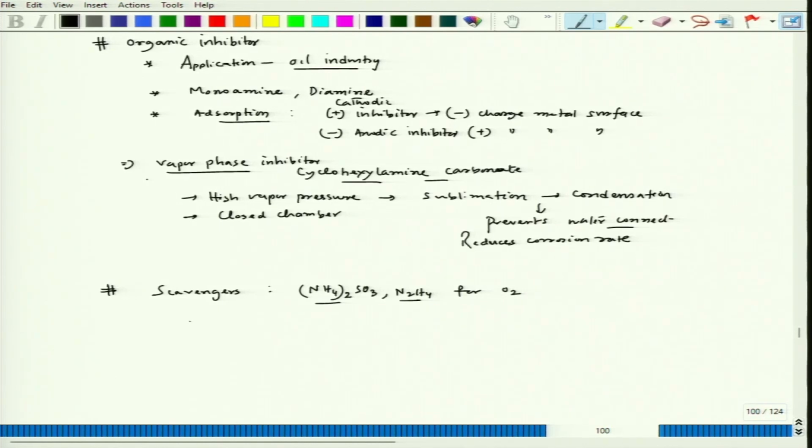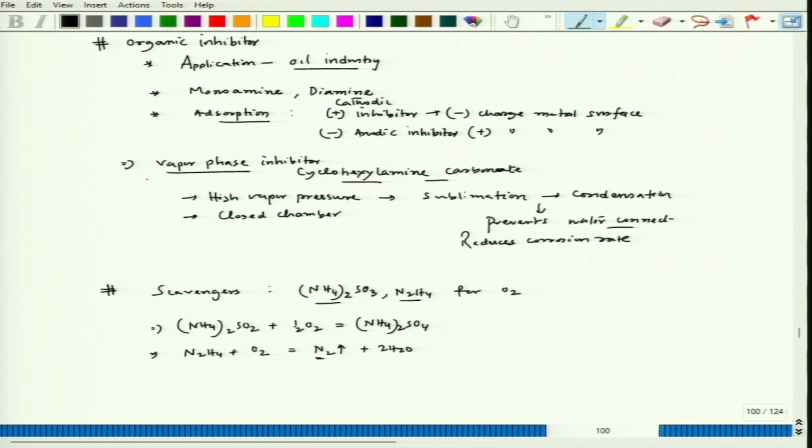Now, if you have dissolved oxygen, this can react with oxygen and then it can form ammonium sulfate. Or if we talk about hydrazine, it can actually form nitrogen plus 2H2O. And in fact, this nitrogen is gaseous, so it also acts as a scavenger because it removes oxygen.